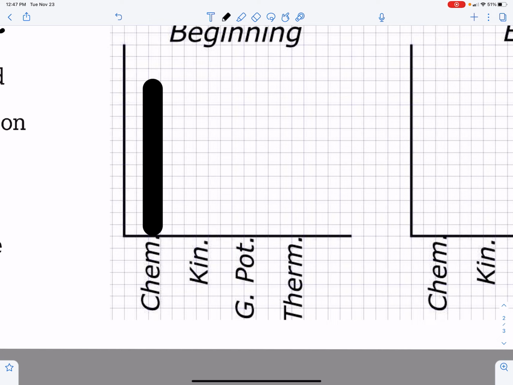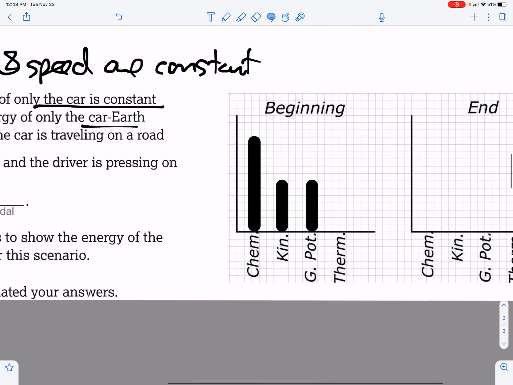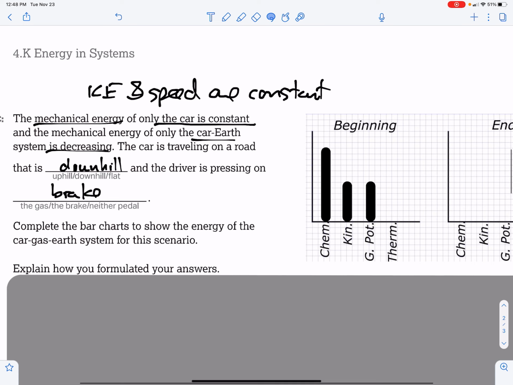I'll start with about, let me see, 1, 2, 3, 4, 5, 6, about 7 units of potential energy. And kinetic energy. So basically I'm going downhill, right? But my kinetic and potential energy, and I'm arbitrarily, again, why am I doing this right here? I'm arbitrarily making them the same value.